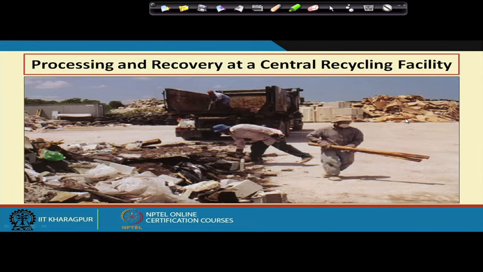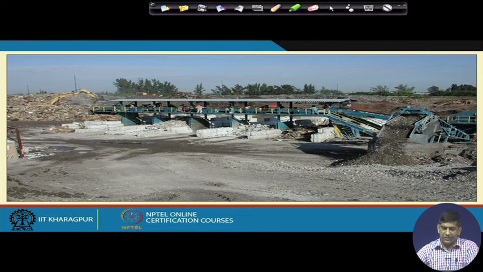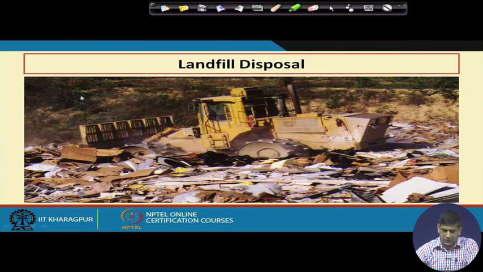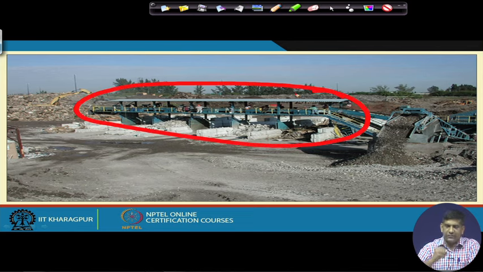And processing and recovery at a central recycling facility. So you are bringing everything to a C&D recycling facility, where you put it through a recycling system where people will go through the material and try to separate it out. Here you can see something like this, where there is a line, and if you look at these pictures very carefully, you will see lots of people. There is a lot of manual labor involved, going through this picking line.